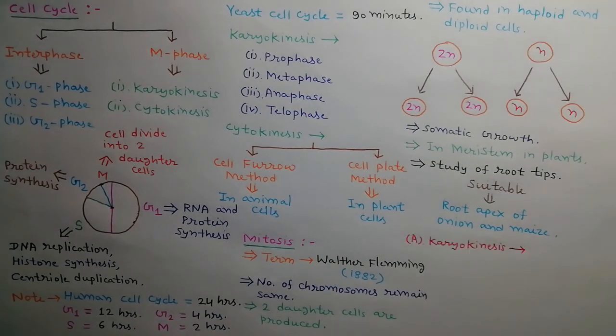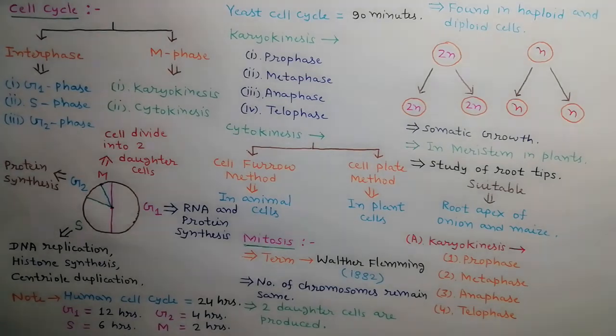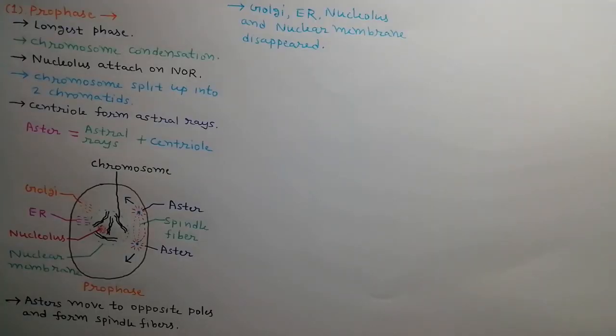In mitosis, first of all, we will discuss karyokinesis. As we described earlier, karyokinesis is further divided into four phases, prophase, metaphase, anaphase and telophase. Prophase is the longest phase of karyokinesis in mitosis. As shown in the diagram, chromatin threads start condensing to form chromosomes.